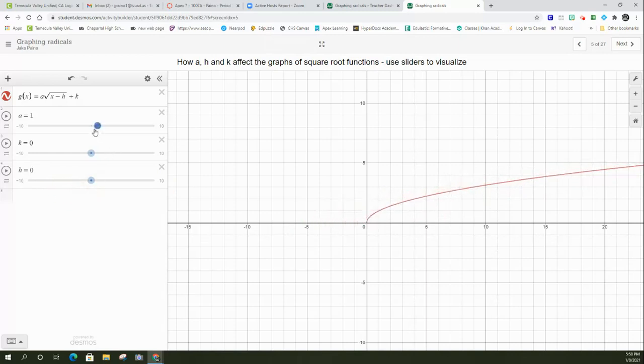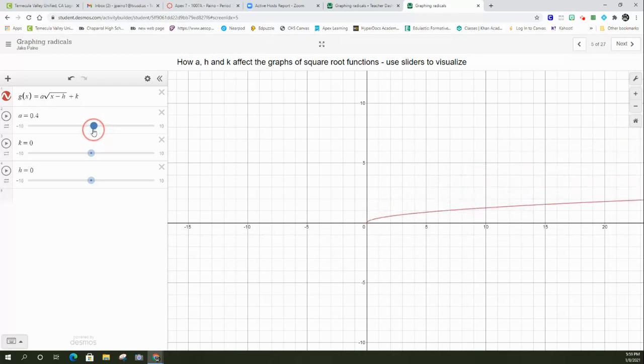Now what about the a? The bigger I make a, the faster it should grow. It stretches it out. The closer I make a to 0, the slower it grows. It compresses. Now, what if I make a negative? Now all the y values become negative, so it flips. Now the range would be all real numbers less than or equal to 0. So we have to pay attention. The a is going to affect the direction that the graph is going, which then affects the range, and it affects how fast the graph is rising.